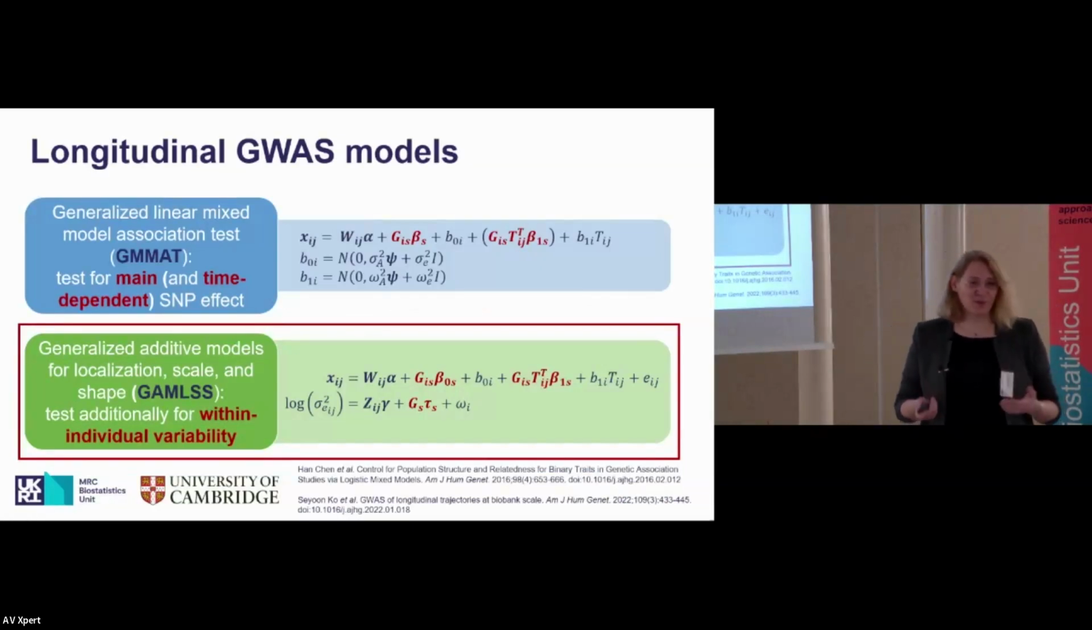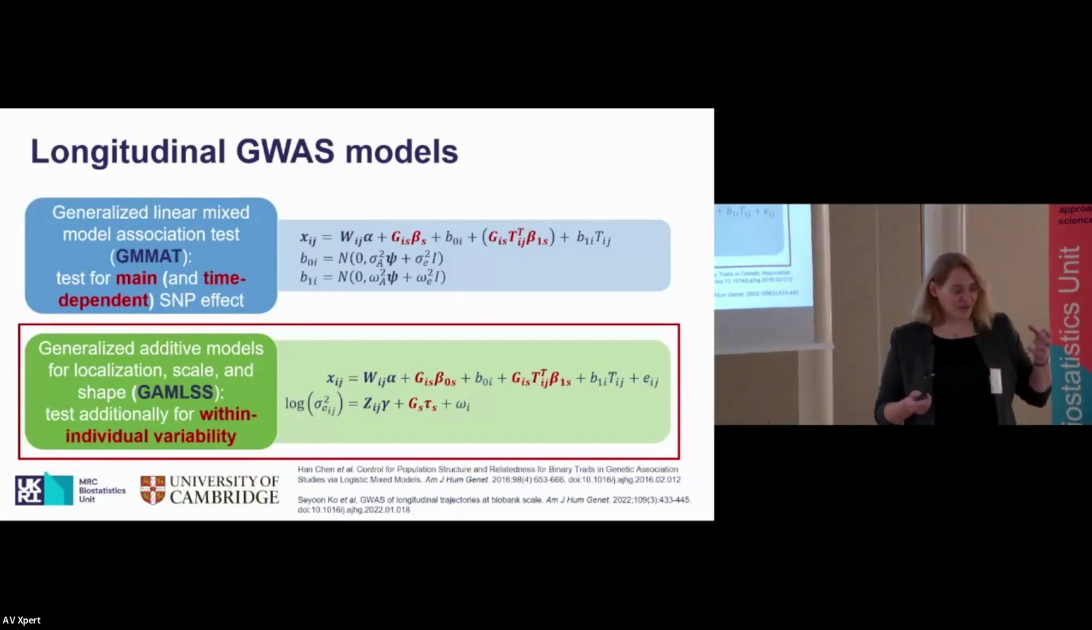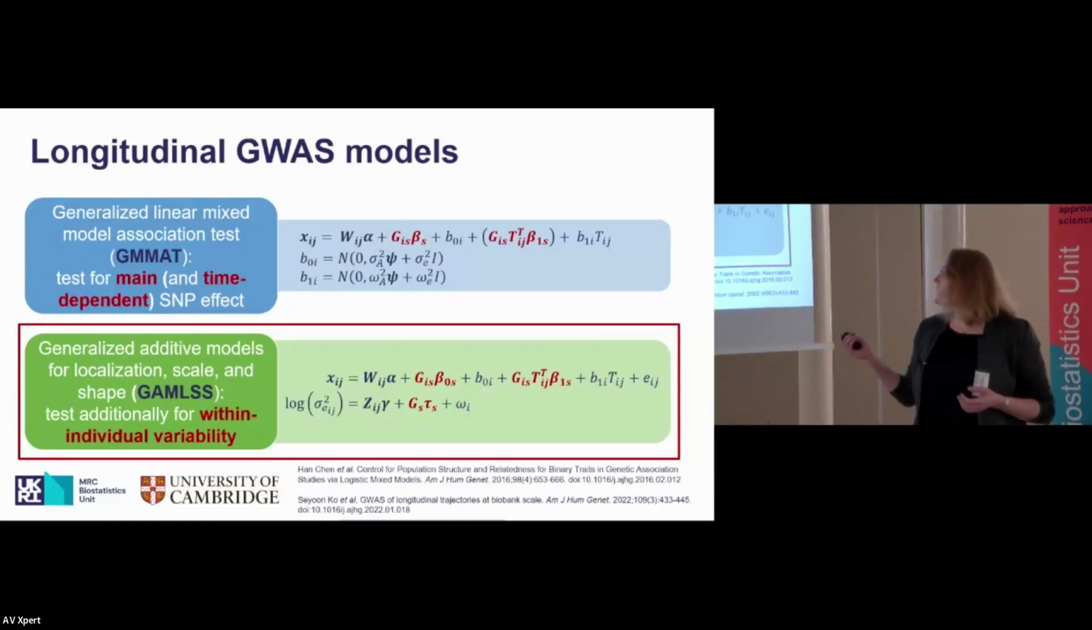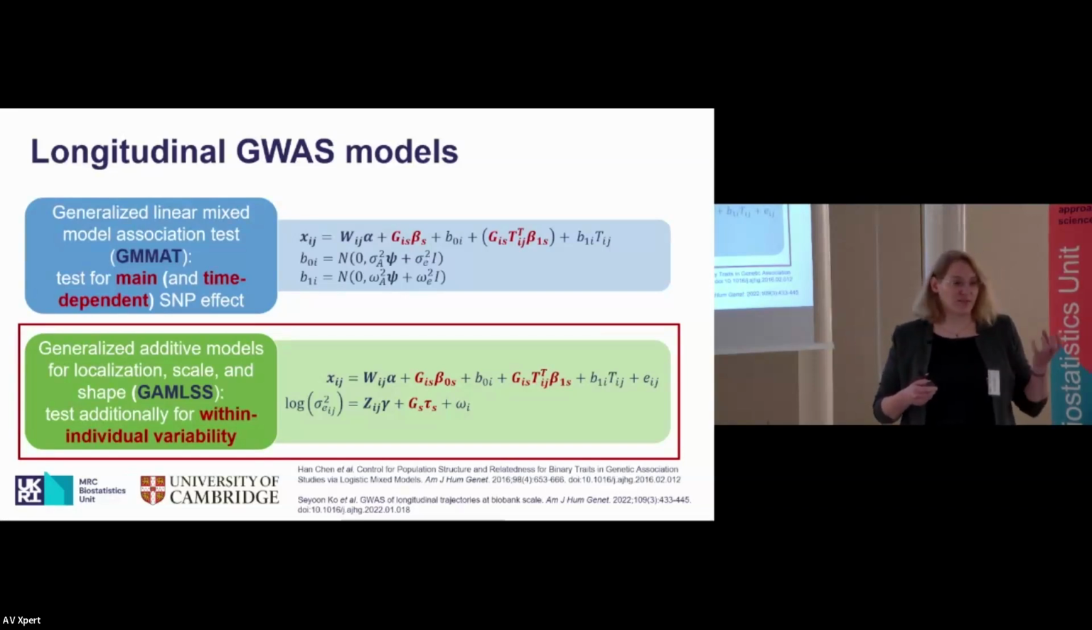What most people use is the GMMAT model, which searches for the main effect and maybe some time interaction, so the slope or trend effect. It's nice, it's scalable, and you can also adjust for random effects caused by the polygenic effects in your genome, so the correlation between individuals and the correlation between SNPs. So that's kind of working. But what you don't get in this model is the variability that we are interested in. So that's what I was looking for.